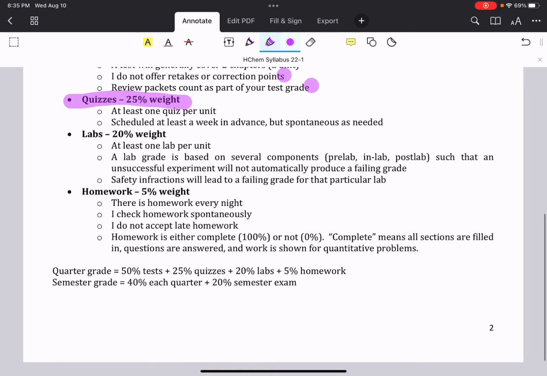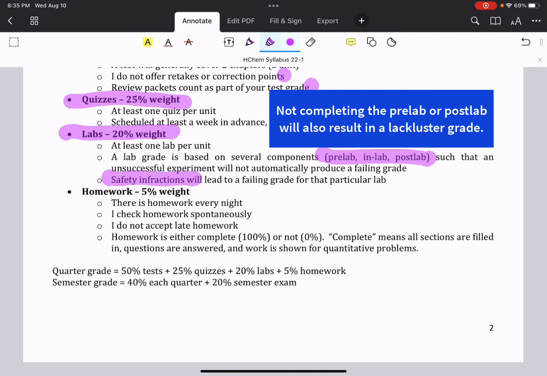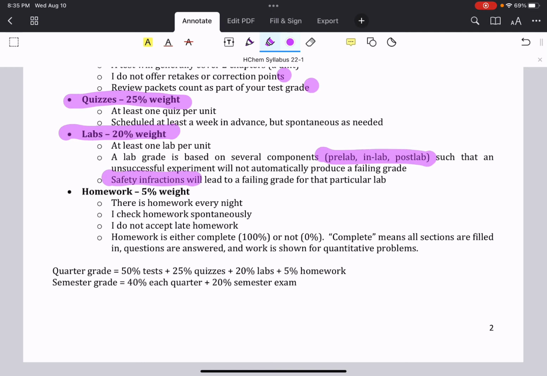Labs have a 20% weight, okay? It's based on several components, right? You've got your pre-lab work, your in-lab work, and your post-lab work. And all of that makes up your lab grade, right? So in general, it's not as though a poor result is going to give you a poor grade, right? Safety infractions will give you a failing grade, yes? All right, and we'll talk about the safety contract next time.